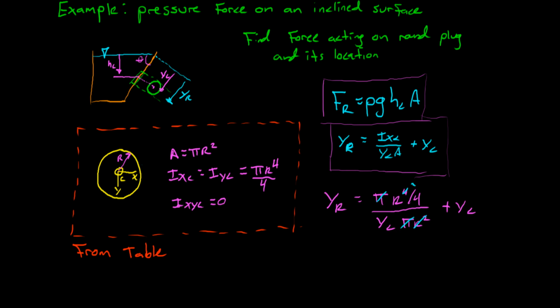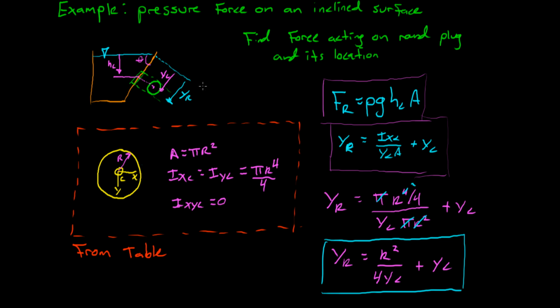And so we're left with Yr as r squared over 4Yc plus Yc. And so that's the location that this force acts at as measured along the surface. The key takeaway is that we're going to measure y starting at the fluid surface here and go down the wall here. That's y. H is going to be this vertical thing. And so there's a little bit of geometry to solve to make these problems work, but that's it.